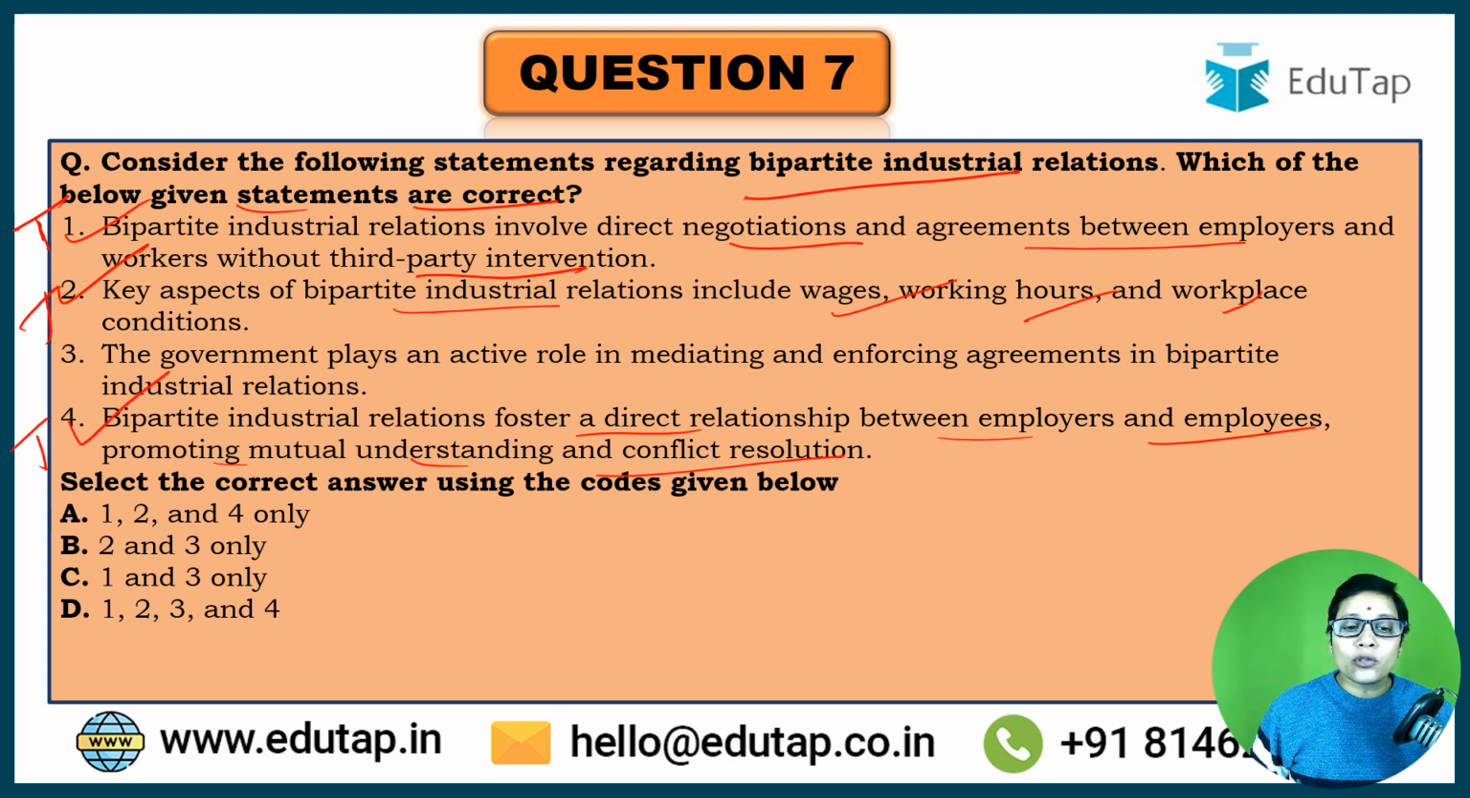So this is very much true. The government plays an active role in mediating and enforcing agreements in bipartite industrial relations. Obviously, first of all, we are doing it ourselves, there is no third party intervention. Here only employers and employees would be there. So obviously the question of a third party, the government here, doesn't arise. So here this is false, they would do it themselves. So here 1, 2 and 4 are the correct statements. So A is the correct answer.